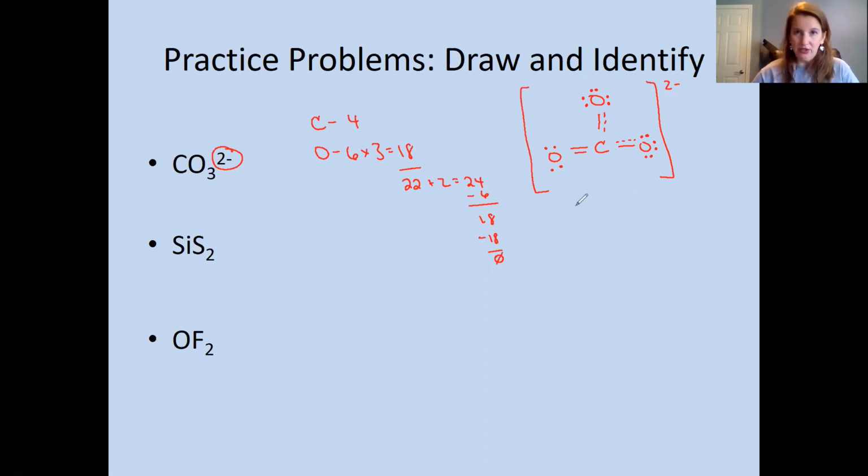So once you draw it, you can identify the VSEPR shape. So how many bonded pairs and how many lone pairs are around the central atom? There are 3 bonded pairs, no lone pairs. That means it's a trigonal planar.